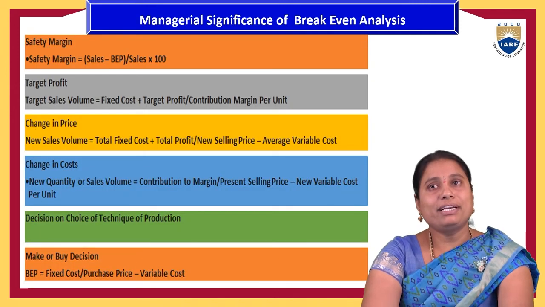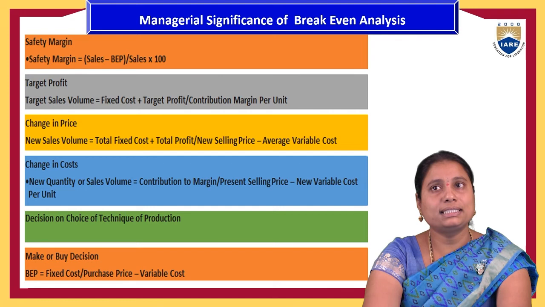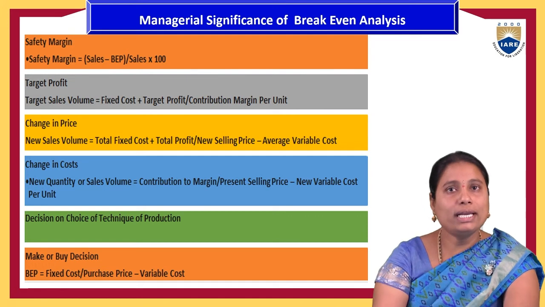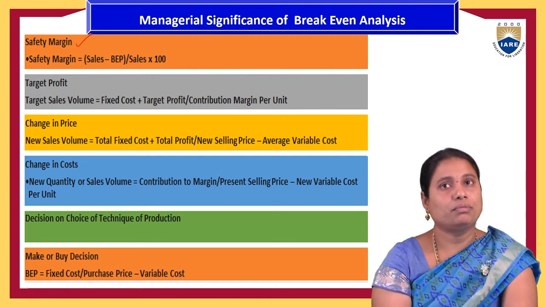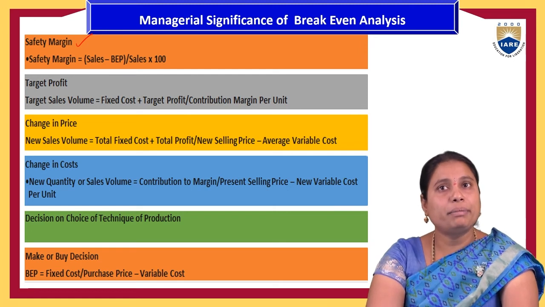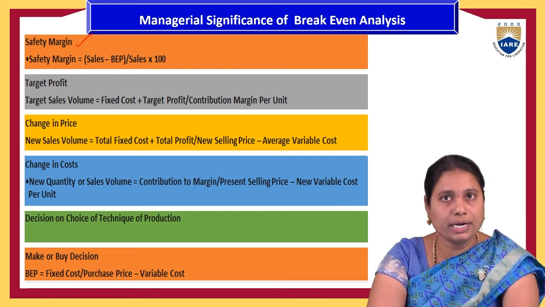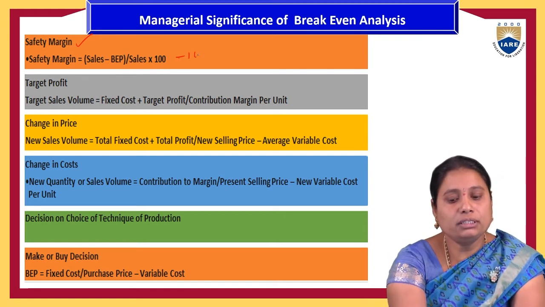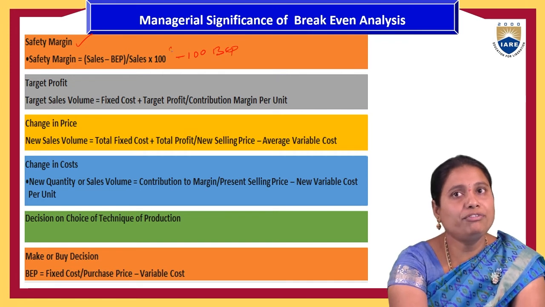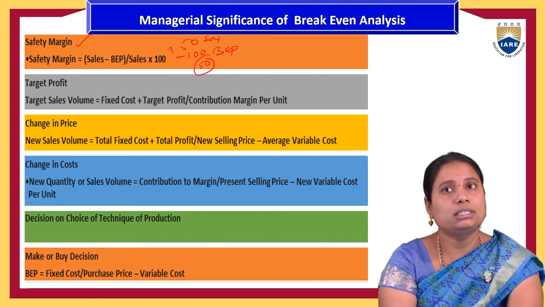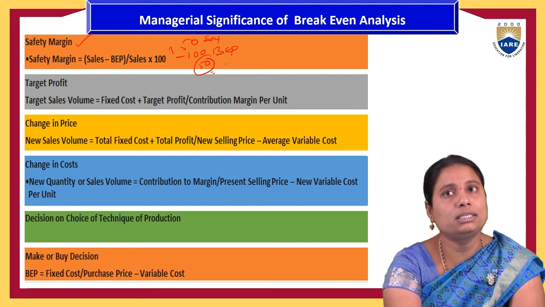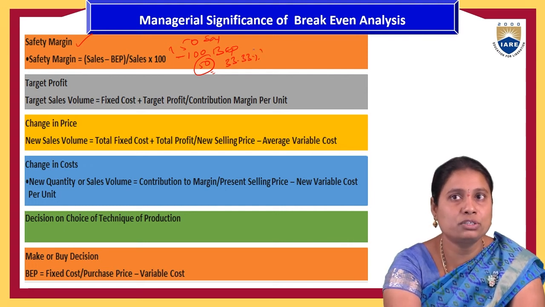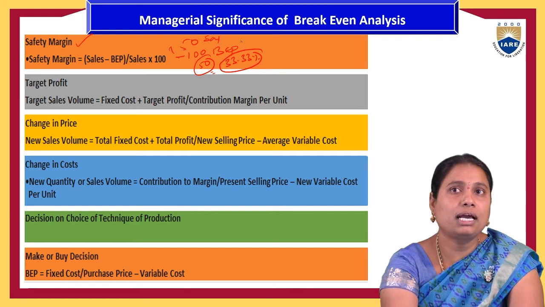So, with this break-even analysis, in real practice, its significance is useful at different stages. One is to calculate the safety margin with the formula of sales minus break-even point divided by sales, into 100. Let us say 100 units is the BEP, and sales have reached 150 units. Then 50 units is the safety margin, which is 1/3 of the total sales, that is 33.33% margin of safety.